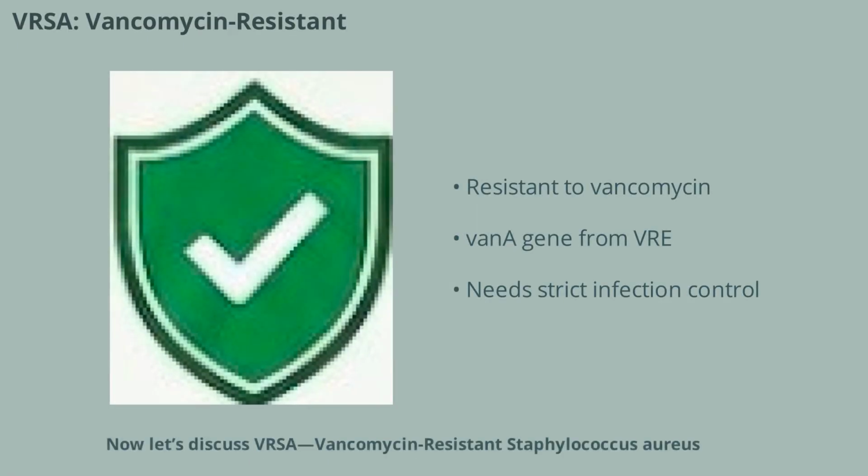Now let's discuss VRSA, vancomycin-resistant Staphylococcus aureus. VRSA is rare but serious, as it is resistant to vancomycin, one of our last resort antibiotics. The main mechanism involves the acquisition of the vanA gene, often from vancomycin-resistant Enterococcus, VRE, leading to altered cell wall precursors and reduced vancomycin binding. Treating VRSA requires susceptibility testing and specialist guidance, with options like linezolid or daptomycin. Strict infection control measures are essential to prevent spread.